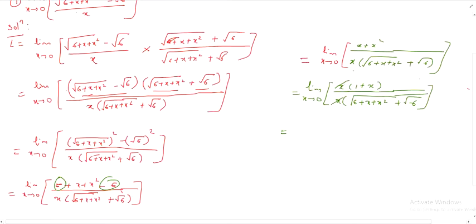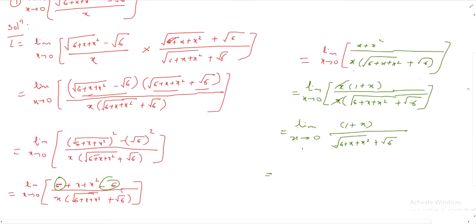That is, we want to, required means what? Actually we want to remove this x, no? So we get here that one. Here cancel or remove x from numerator and denominator. By cancelling it, we get limit x tends to 0. Collect the remaining terms: 1 plus x upon under root 6 plus x square plus root 6.